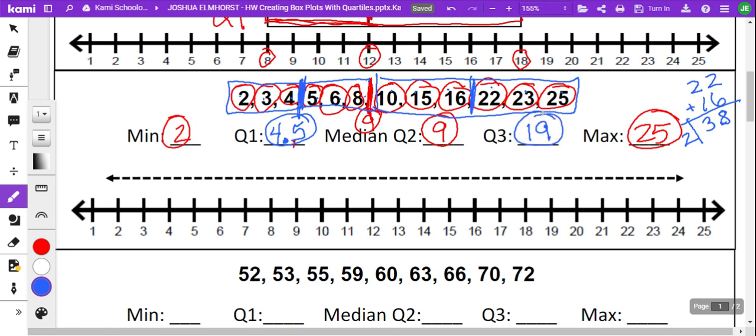Now that we have our 5 points, I'm going to go down here: 2 and then 4.5, 9, 19, and 25. So we're going to put a solid circle right here at 2 and then at 4.5, 9, 19, and 25.